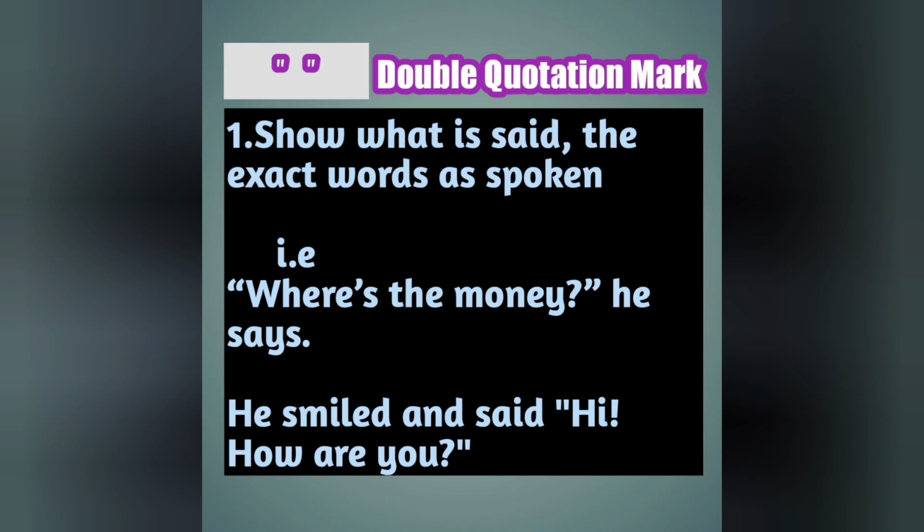Double quotation marks are basically used to show what is said, in the exact words as spoken. To tell something which is said exactly by the speaker, we should put it inside double quotes, like "Where is the money?" he says. So where is the money, put inside the double quotes, indicates the words spoken by the person. Or, he smiled and said, "Hi, how are you?" So hi, how are you is said by the particular person. We are saying exactly the same thing without any modification, so it should be put inside double quotes.